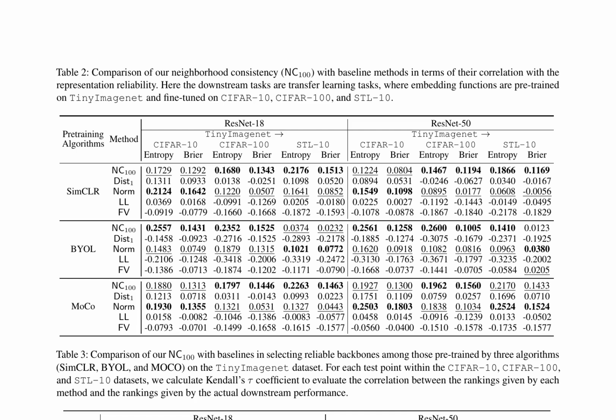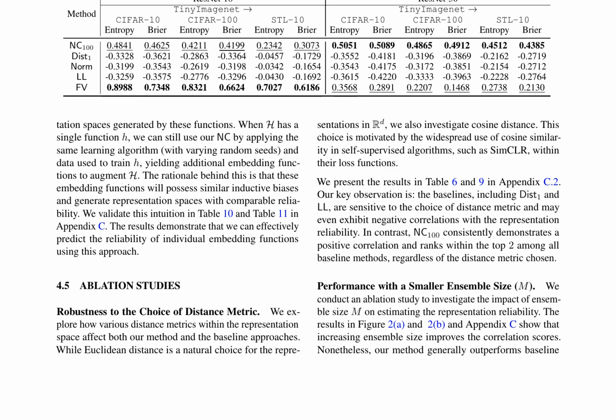The results indicate that the baselines, including dist1 and LL, are sensitive to the choice of distance metric and may even exhibit negative correlations with the representation reliability. In contrast, NC100 consistently demonstrates a positive correlation and ranks within the top 2 among all baseline methods, regardless of the distance metric chosen. Furthermore, we investigate the impact of ensemble size M on estimating the representation reliability.